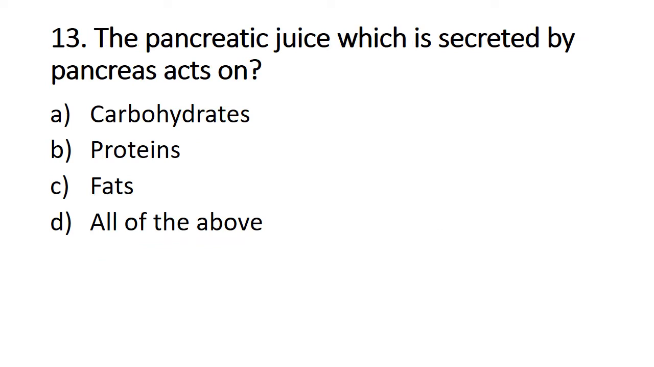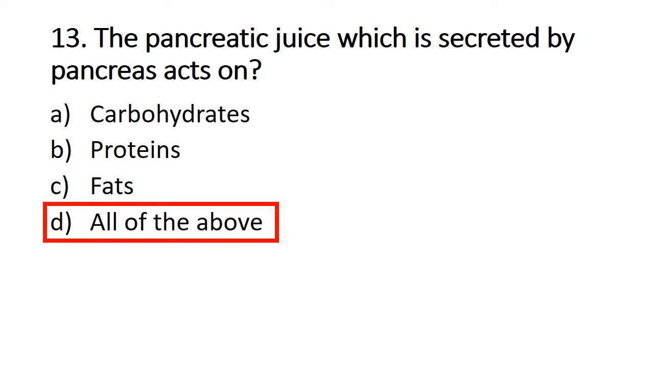The pancreatic juice which is secreted by pancreas acts on A. Carbohydrates, B. Proteins, C. Fats, or D. All of the above. So, the correct answer is option D. All of the above. And before moving on to the 14th question, carbohydrates, proteins, and fats, all these are nutrients. Let's move on to the 14th question now.